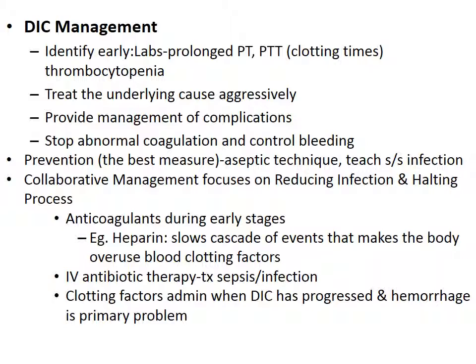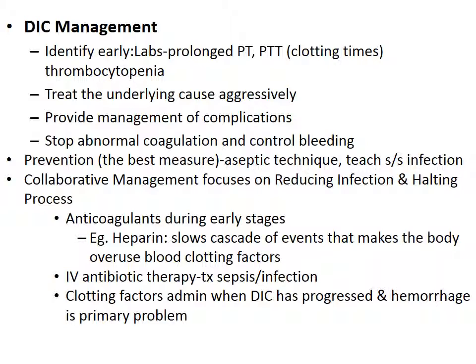Additionally, fibrinogen degradation products are the breakdown of fibrinogen and their ability to be measured. If fibrinogen degradation products are less than 10 or greater than 40, then it indicates a process of DIC. DIC management is aimed at treating the underlying cause aggressively and providing management of complications. In these patients, it's important to stop abnormal coagulation and control bleeding. Prevention is the best measure for these patients, as aseptic technique and management of signs and symptoms of infection help prevent the infection that triggers the sepsis that triggers the DIC.